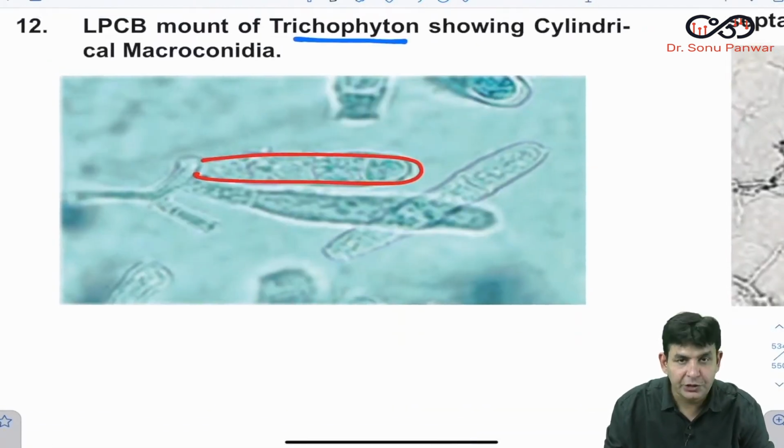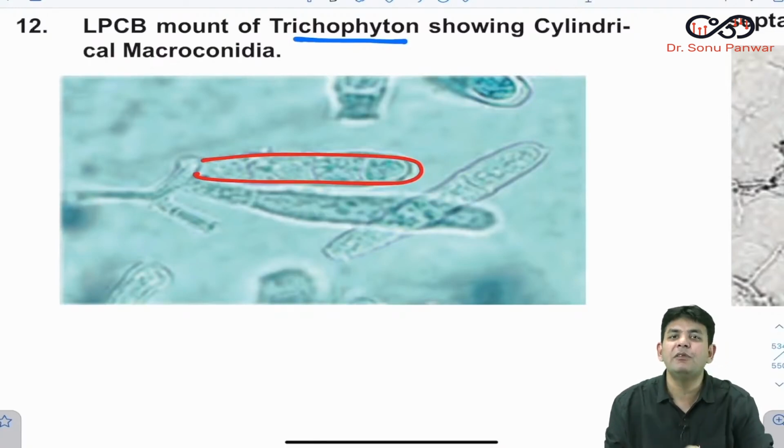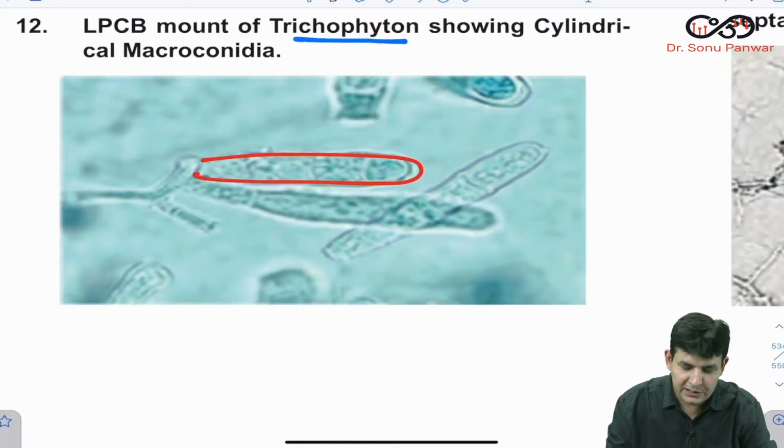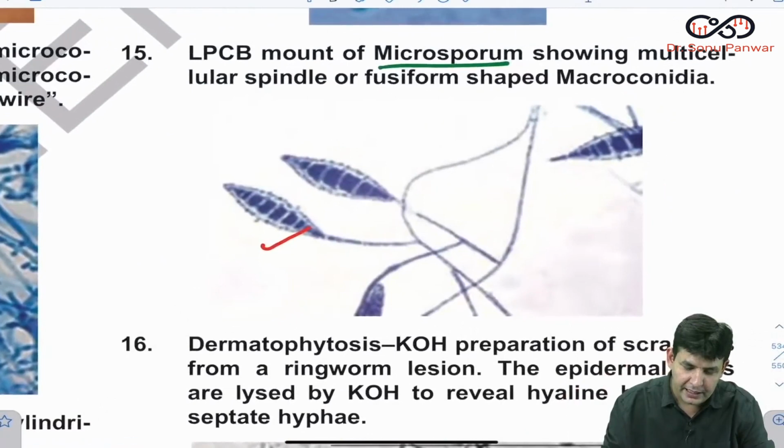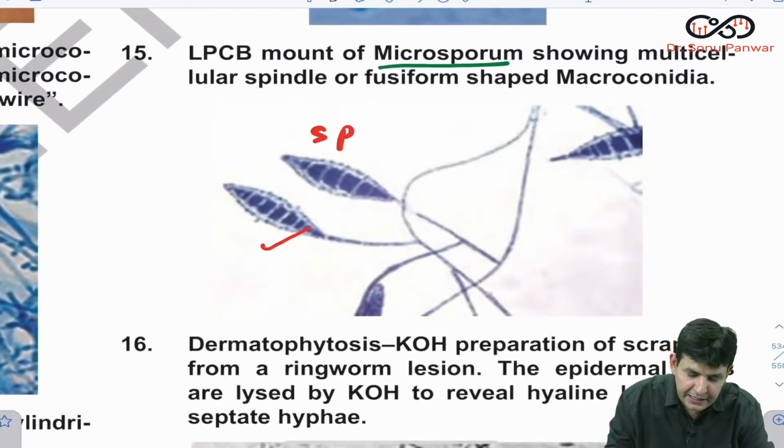They can give you a question in which they ask that this particular lesion is there and we are able to isolate the trichophyton from there. Which type of macroconidia will we see under the microscope? So the answer is, on the LPCB mount you will be able to see this cylindrical macroconidia, also termed as pencil shaped macroconidia. Regarding the microsporum, that is termed as spindle shaped.